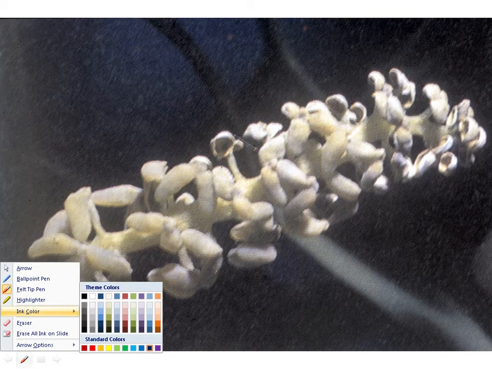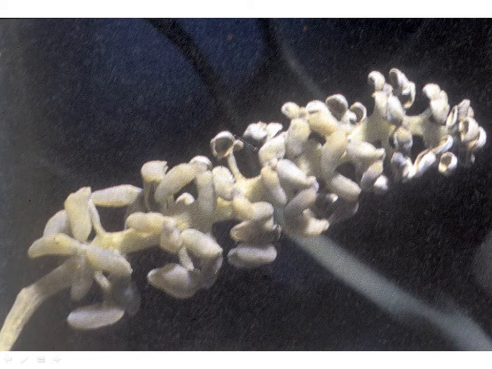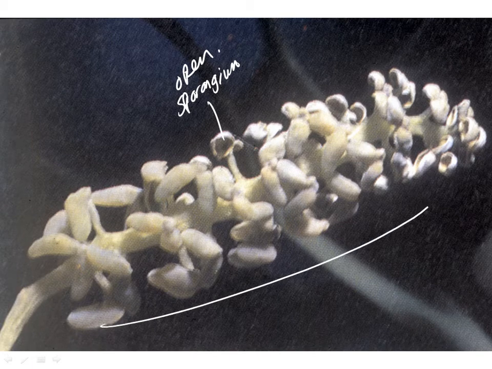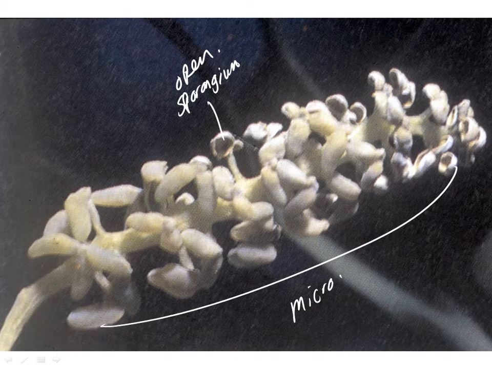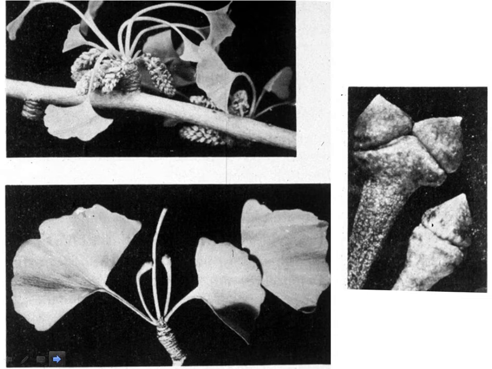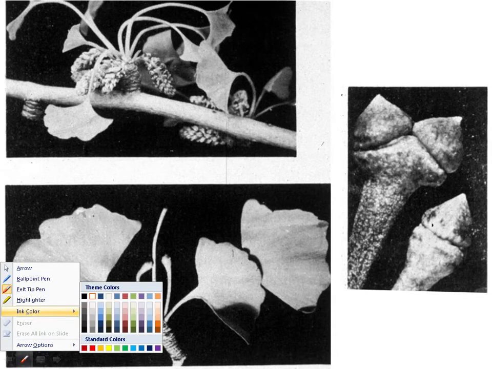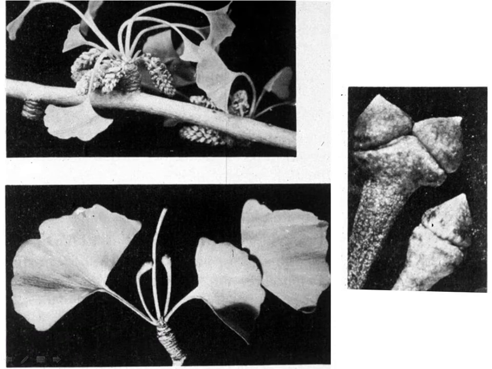Switch to white. Same thing again. Now you see there's a sporangium that's open. There's the microstrobilus. Just a review of the same things we've been seeing already. Here's the female side, I'm sorry, the male side. The female side.